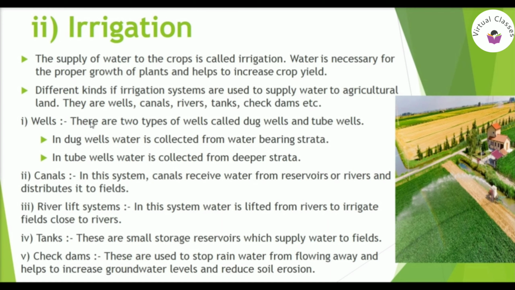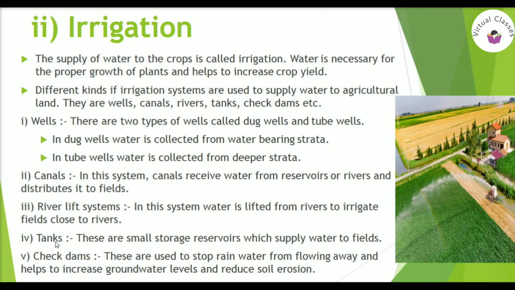First is wells. There are two types of wells called dug wells and tube wells. In dug wells, water is collected from water bearing strata. In tube wells, water is collected from deeper strata. Canals. In this system, canals receive water from reservoirs or rivers and distribute it to fields. River lift systems. In this system, water is lifted from rivers to irrigate fields close to rivers.